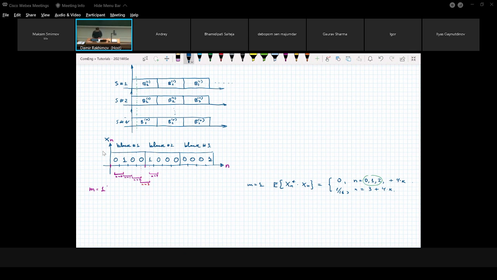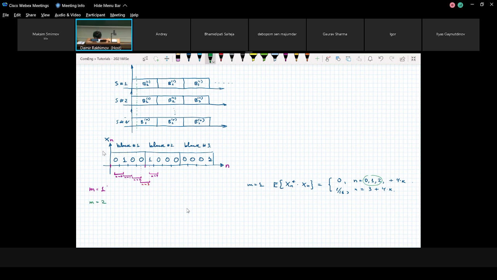This is the autocorrelation for m equals 1 and different values of n. It's for different values of n, and the shift between sequences equals 1. Okay, now let's go further, and let's analyze what happens if m equals 2.